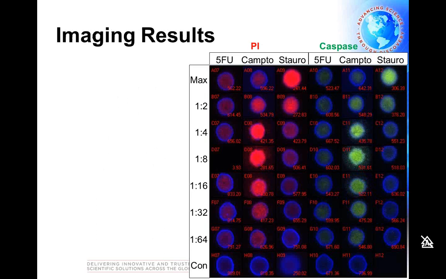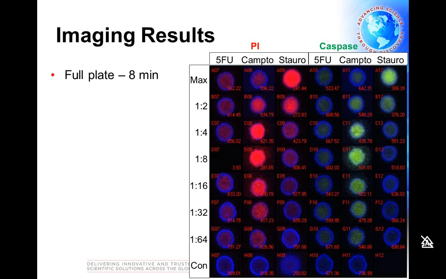So there's a lot to look at here, but we'll go through it a bit at a time. Basically, these are the same 48 wells that we showed earlier. Again, now having been stained for propidium iodide for the 3 columns on the left, or caspase for the 3 columns on the right, and showing 3 different compound treatments for 5-fluorouracil, camptothecin, and staurosporine. And again, as we know, the dilution curve moves down the column, so the maximal concentration's at the top. A 1 to 64 dilution is in the second to last row, and the last row contains control DMSO-treated spheres.